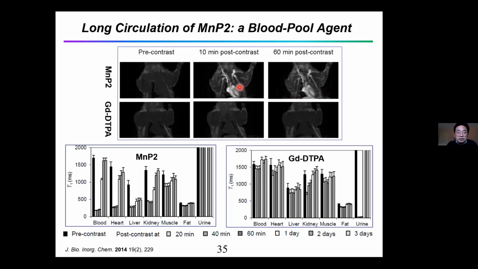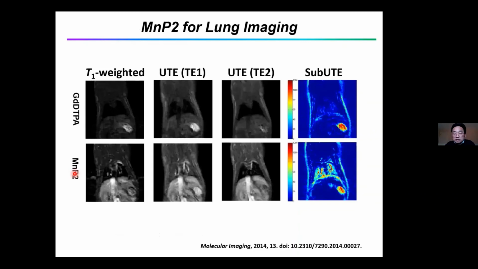see here. MnP2 after injection highlights the heart and vascular structures, and at 60 minutes you still see a very significant increase. So we can follow this retention by longitudinal MRI. As you can see here, even after 1 day, MnP2 still has a very significant enhancement in the blood. So the retention time is very long, while the excretion time is quite short.